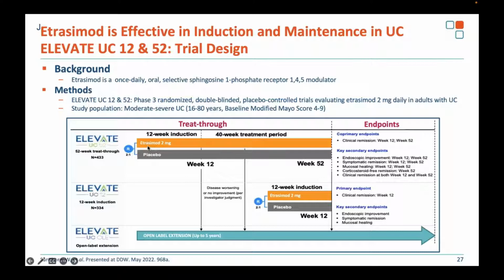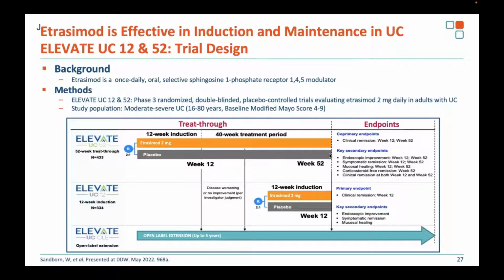There were 2 trials here. The first is a treat-through induction and maintenance trial. And so this took people with active disease at baseline, randomized them 2-to-1 to either drug at a flat dose or placebo, and then followed them up throughout the 40 weeks of the trial. They did an assessment at week 12, which they called the induction endpoint, and an assessment at week 52, which was the maintenance endpoint.